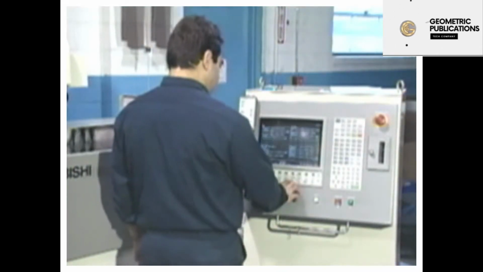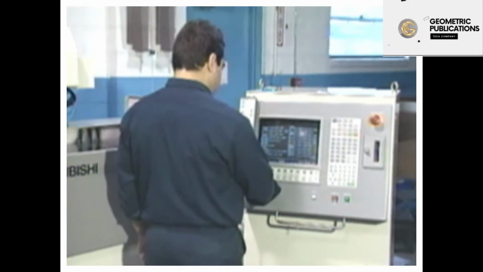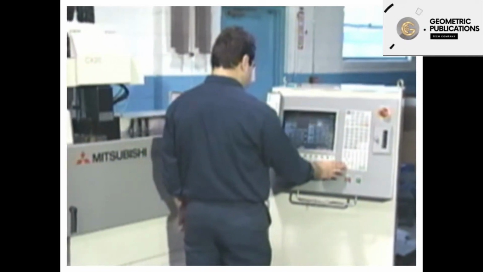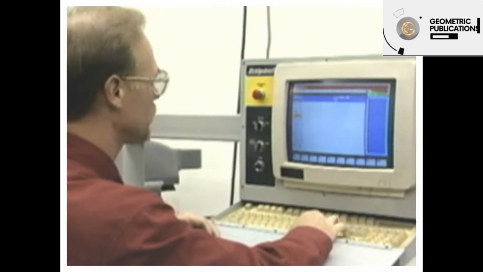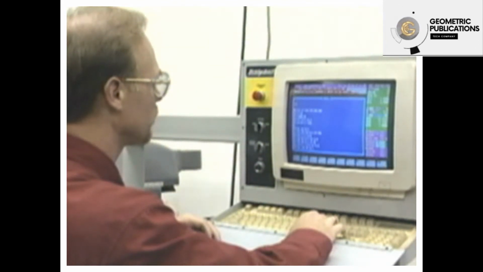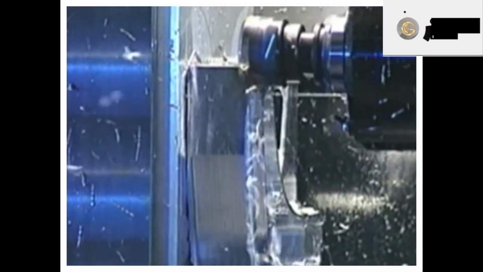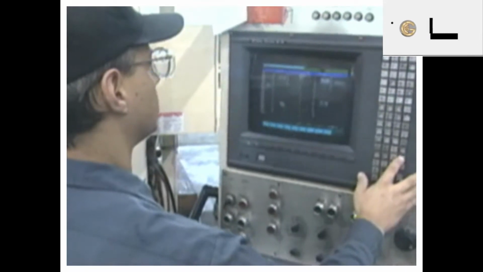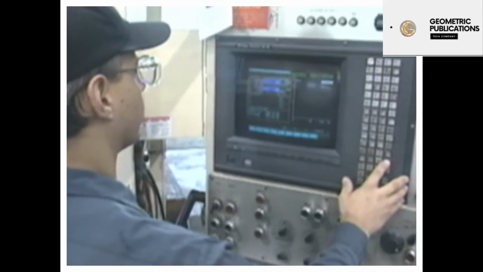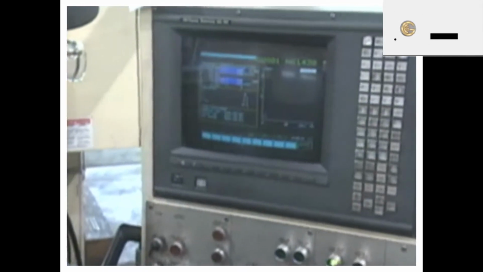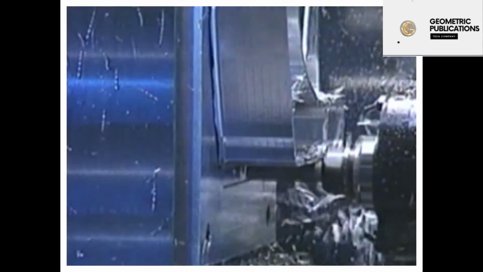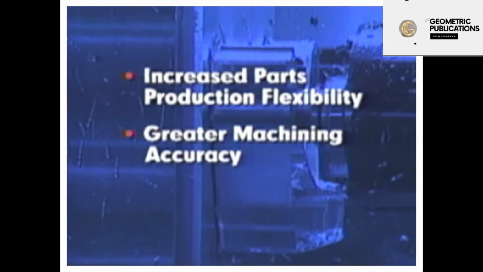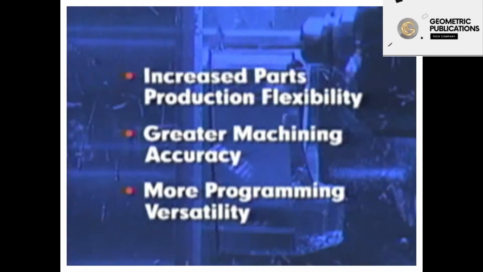Computer numerical controls hold several advantages over standard numerical controls, including part programs can be manually edited on the onboard computer. Part programs can be run from computer memory. Workpieces requiring complex multi-axis machining can be produced, and machine and control diagnostics may be run, stored, and displayed during machining. These CNC advantages offer increased parts production flexibility, greater machining accuracy, and more programming versatility.